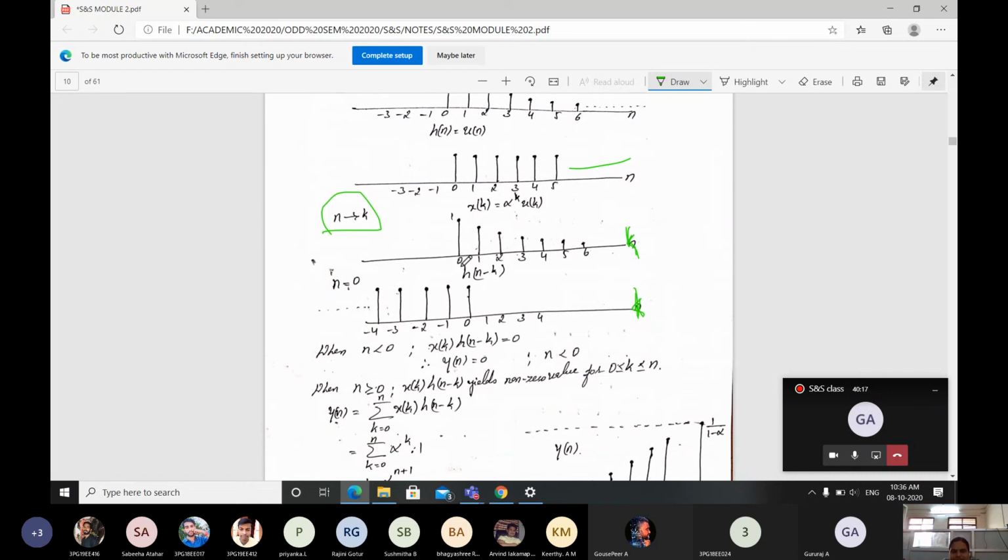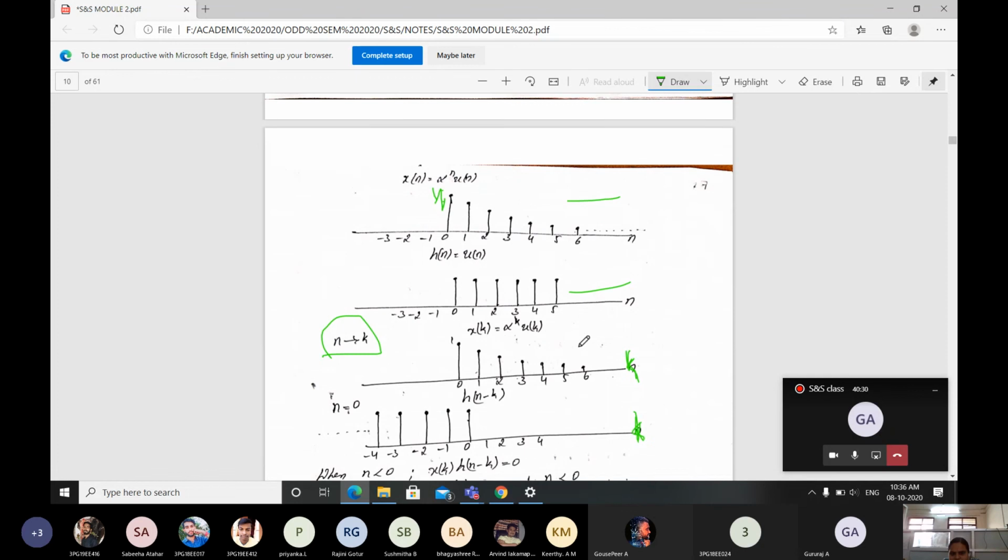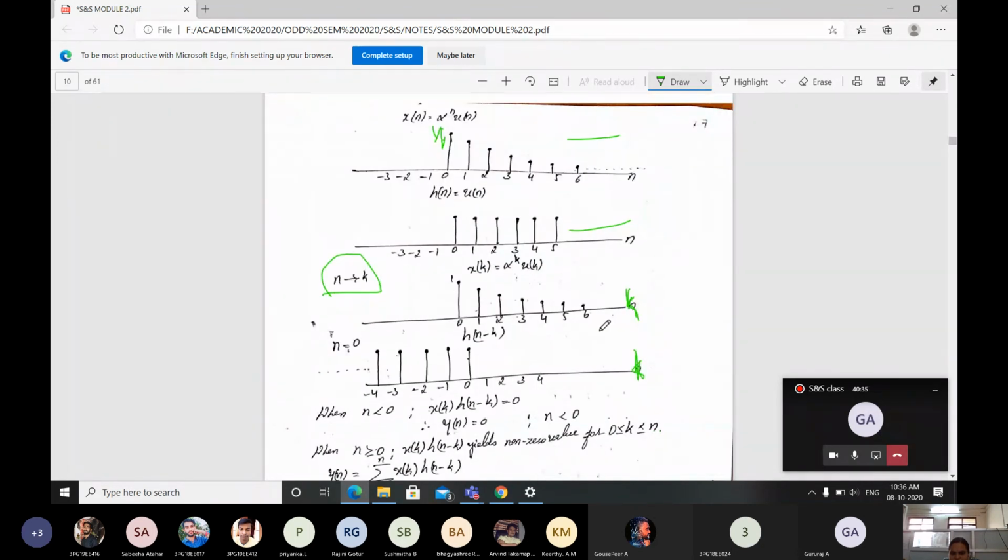For that reason, what conditions can we go with? When n is less than 0, or else when n is greater than or equal to 0. Then what is the convolution? x of k into h of n minus k. When you multiply x of k, here you will not get any signal, right? It will be 0 only. x of k into h of n minus k will be 0 when n has negative values. For the negative values, if you just observe here, it will be 0 only.